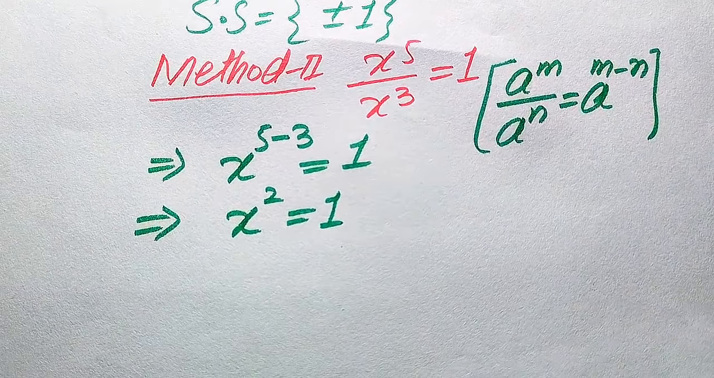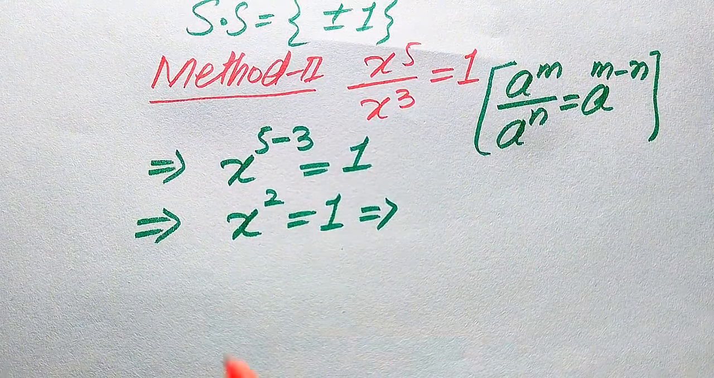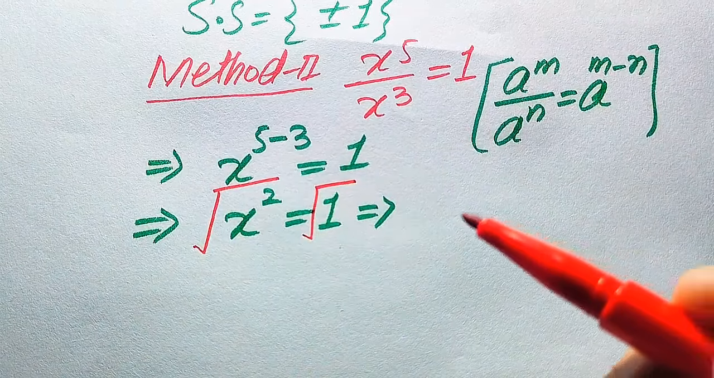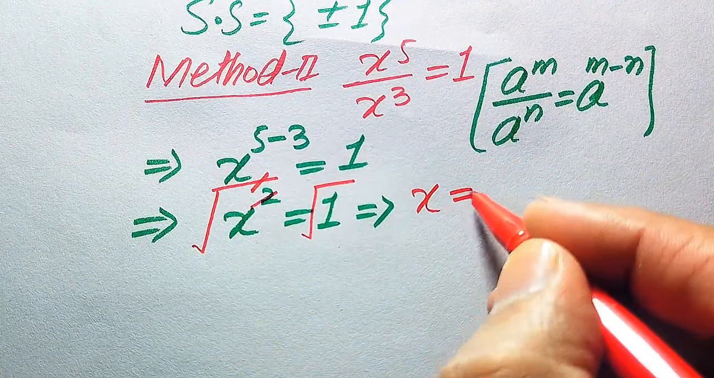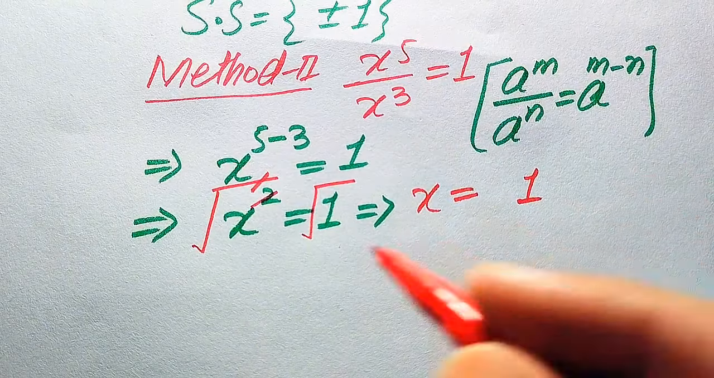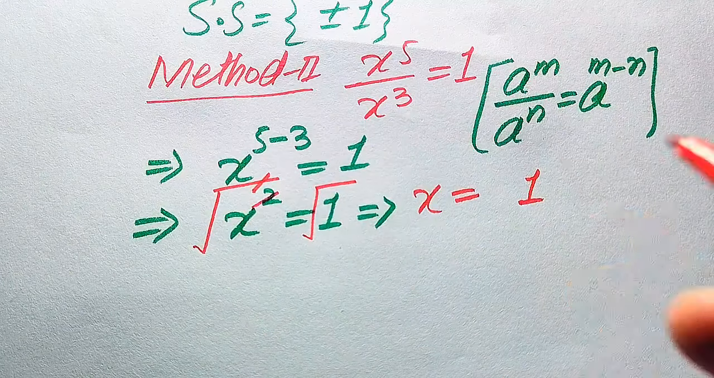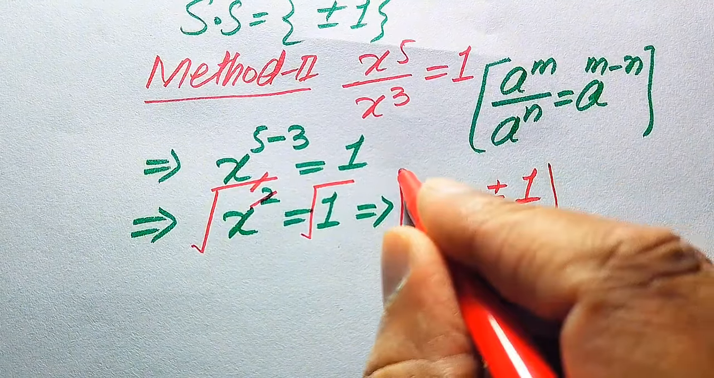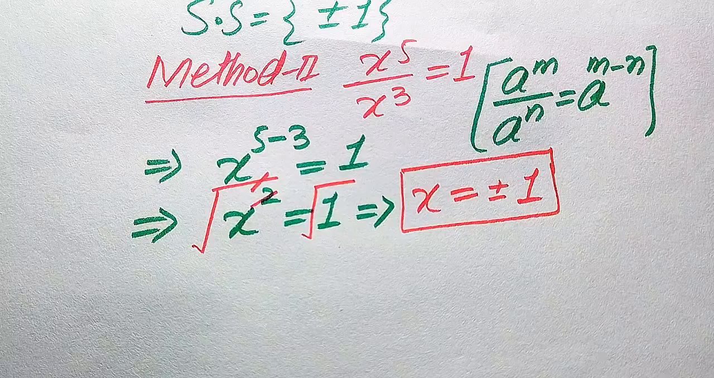So for the values of x, we need to take the square root on both of the sides, so it will be written in this form. So you know that the 2 and the square root are gone, and we get x equals, we know that the square root of 1 is 1. And also you see here, because we apply the square root on both of the sides, we write a plus minus sign on any one of the sides. So these are the two roots which we get from the second method.